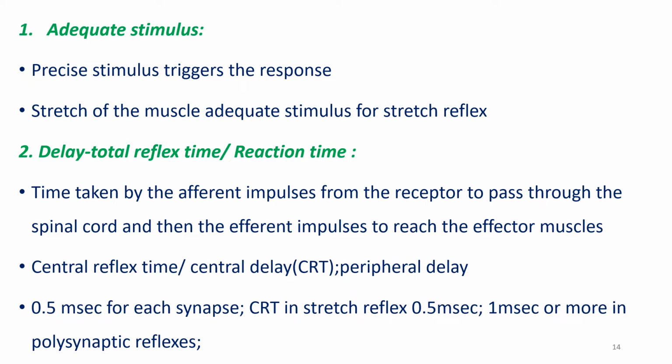As we know, a synaptic delay is about 0.5 millisecond, that is, the time taken by the impulse to cross a synapse is 0.5 millisecond. So in a stretch reflex, the central reflex time is 0.5 millisecond. So we are clear that it is a monosynaptic reflex, that is, only one synapse is involved. But in polysynaptic reflexes, the central reflex time is more than 0.5 millisecond. So if we know the total reflex time and we also know the peripheral delay time, we subtract the peripheral delay from the total reflex time, then what time we get, we divide it by 0.5 millisecond, we get the number of synapses involved in the reflex.